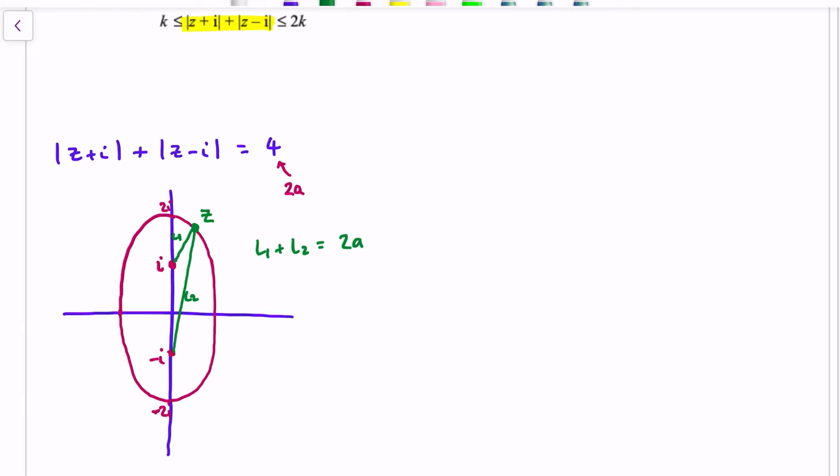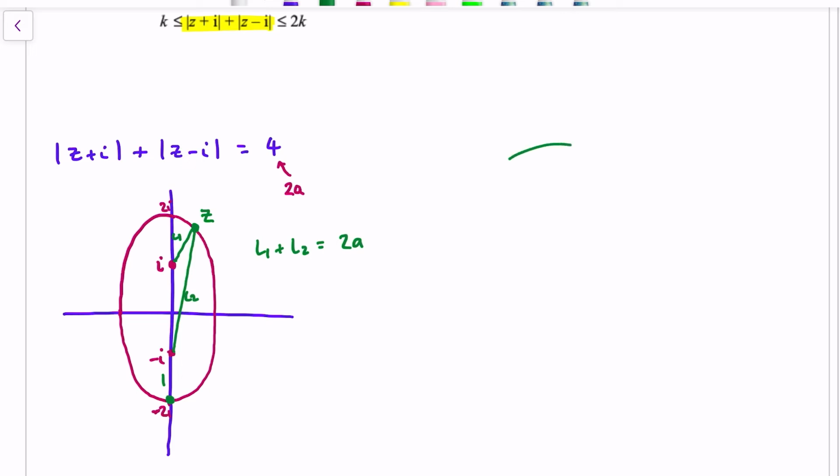And so I could pick, for example, the z value right down the bottom here at minus 2i. The distance from one focal point to that is actually 1, and the distance from the other focal point is 3, and 1 plus 3 is 4. So that's how I knew where the vertices were. I knew to put the vertices at 2i and negative 2i, which is a diameter of 4.